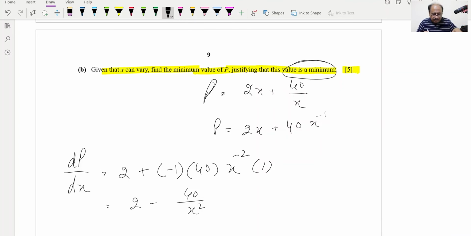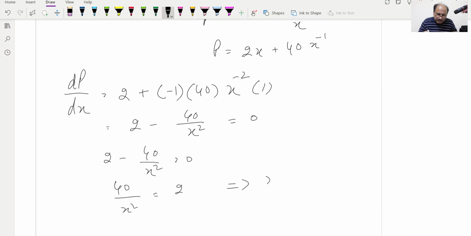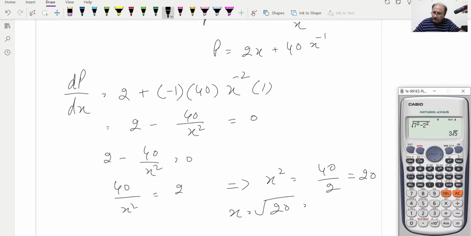So basically we can put the derivative equal to 0, because the gradient at the minimum point will be 0, and we can write 2 minus 40 over x squared is equal to 0. This implies 40 over x squared is equal to 2. So this implies x squared is equal to 40 over 2, which is equal to 20, and further we can write x as the square root of 20. For the square root of 20, we can use the calculator. Basically the square root of 20 will be equal to 4.47.